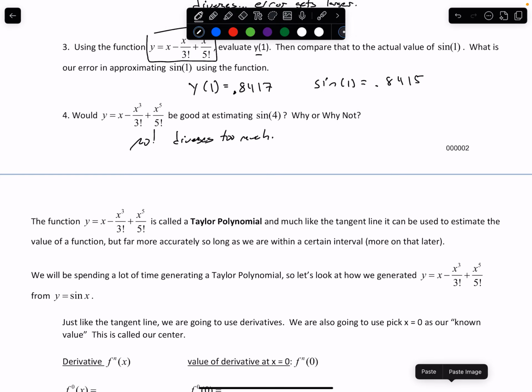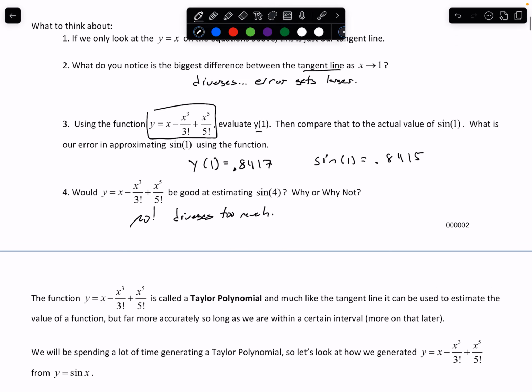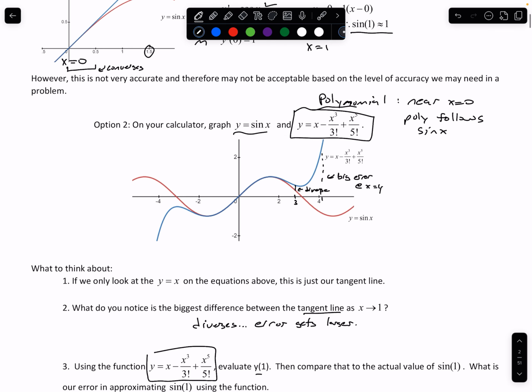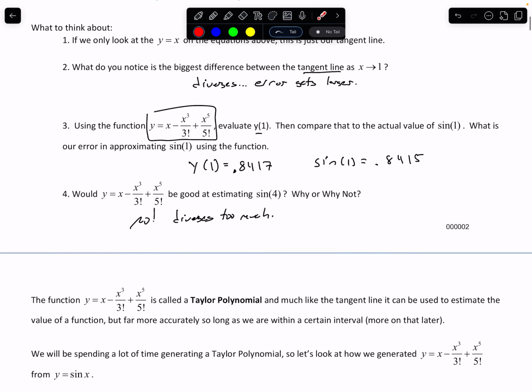Hi, welcome back. In my previous video, we looked at two functions, sine of x, and that polynomial function, x minus x cubed over 3 factorial plus x to the fifth over 5 factorial. And we used it to say how we can use this polynomial function to better approximate sine of x because it tends to follow the curve more than a standard tangent line.